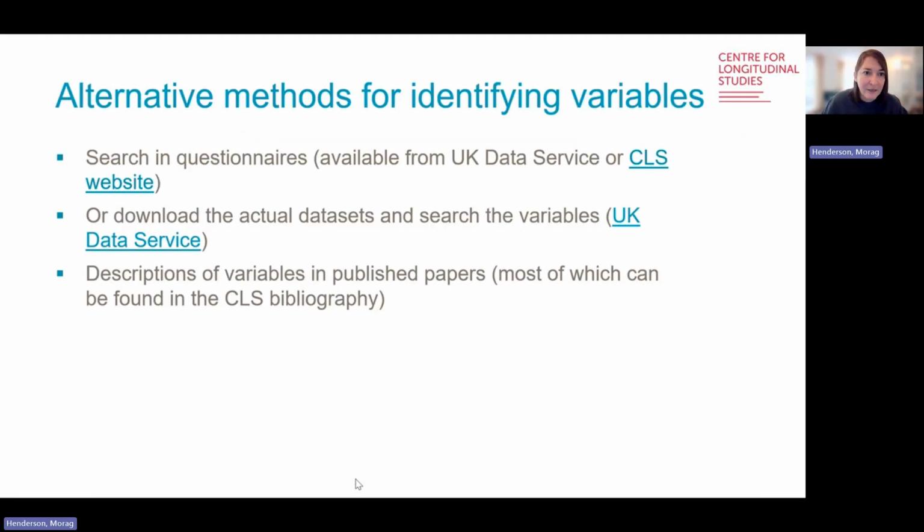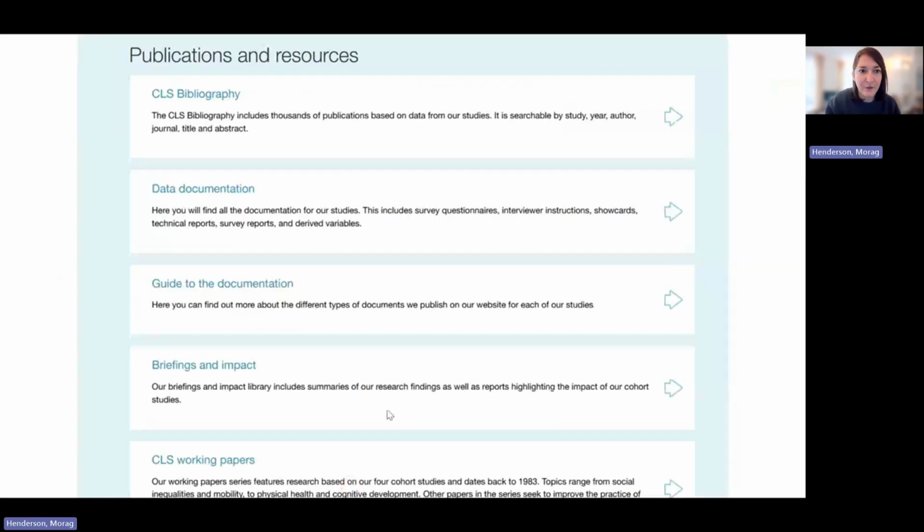And lastly, you might just search the actual questionnaires that are available on the website or at the UKDS. You can download the actual data sets and search the variables, or look through the published papers, most of which can be found on the CLS bibliography. So you can look at the variable description that researchers have used before you, and again, their modelling approach and things as well. So sorry, that was brief but hopefully informative.